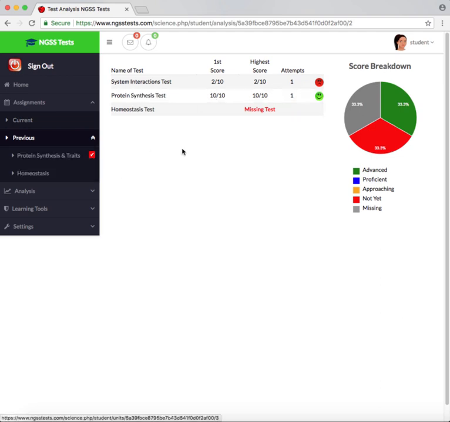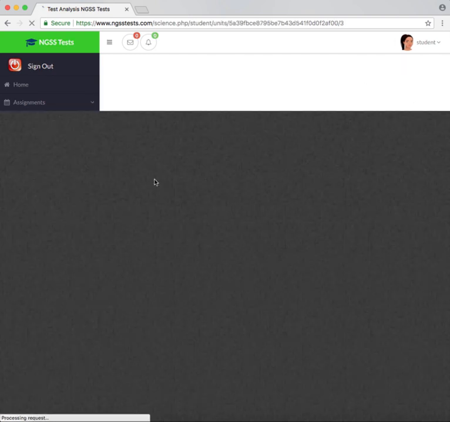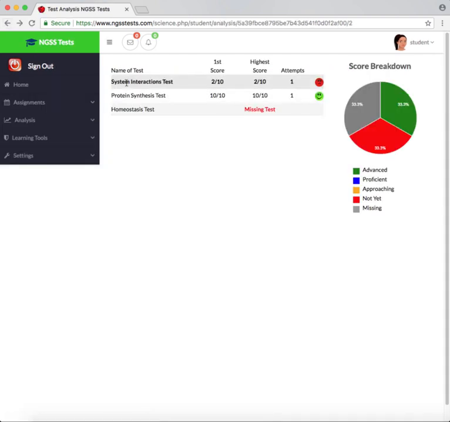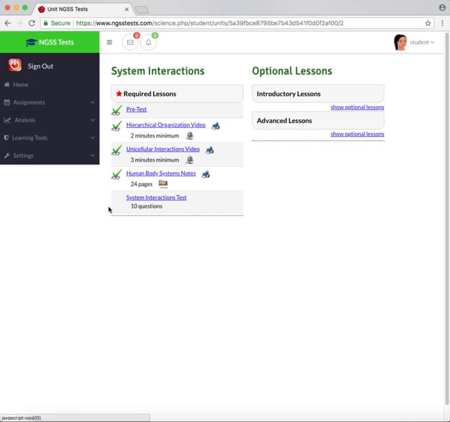Homeostasis, we haven't even taken it. So we click on it, we haven't even taken the test yet. And then we just tried to do the systems interaction, but we didn't pass. So we can come back and we can take it again.